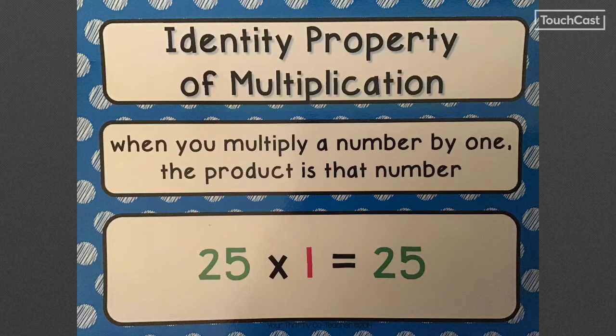For the identity property of multiplication, we're not going to be multiplying by 0. What we're actually going to multiply is 1. So anytime you multiply a number by 1, your product is going to be that original number. So in 25 times 1, your answer is going to be 25. So remember, in the identity property of addition, you're going to add 0, but in the identity property of multiplication, you're going to multiply by 1.